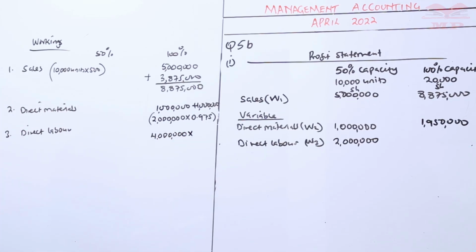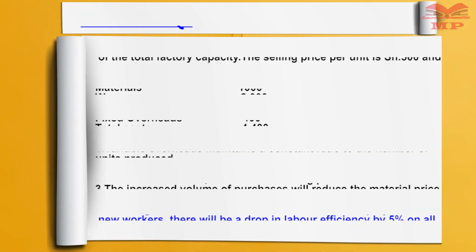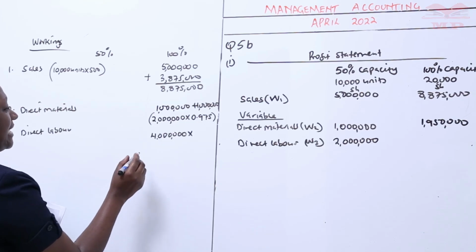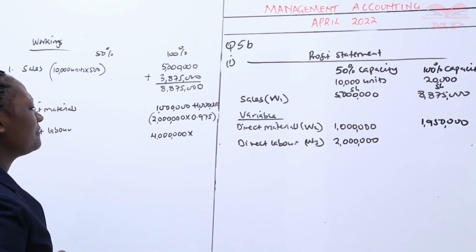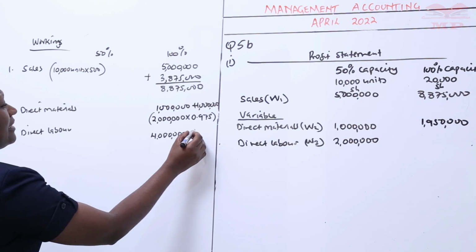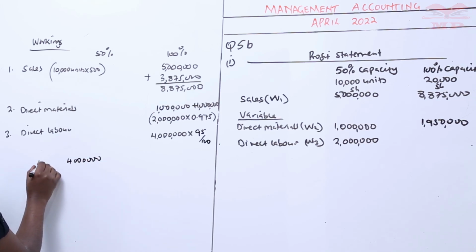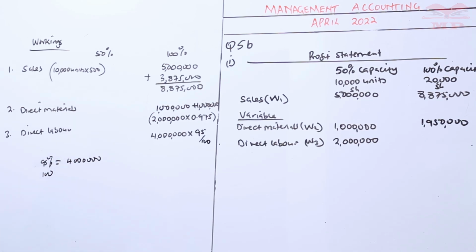But note number 4. We are told that the wage rates will remain constant, but due to employment of new workers, there will be a drop in labor efficiency by 5% on all production. So this 4 million will represent 95%. Then what about 100? If 4 million is representing 95%, then what about 1? What about 100?